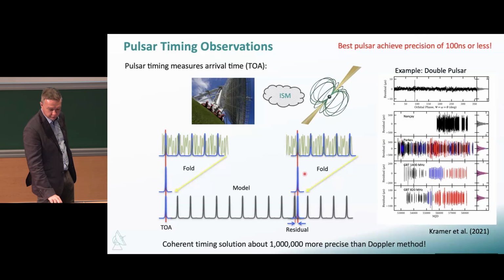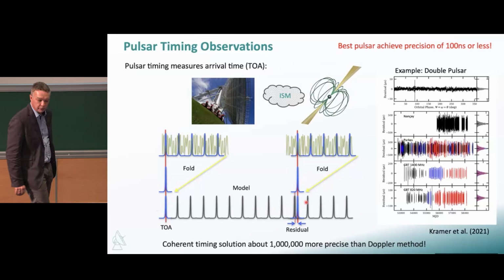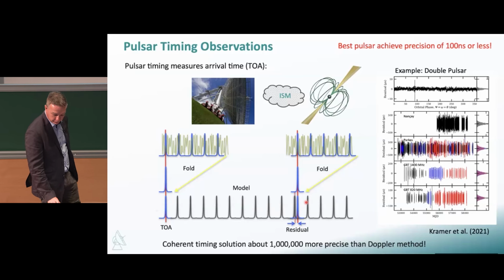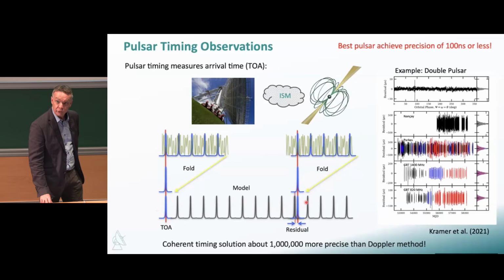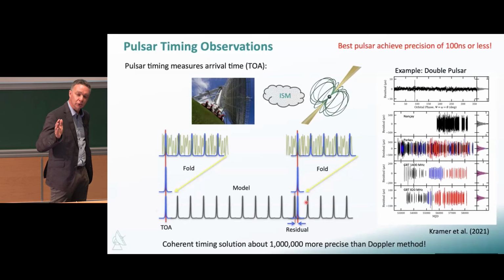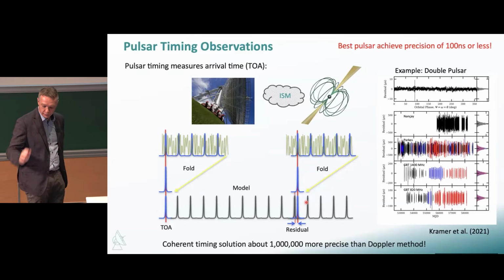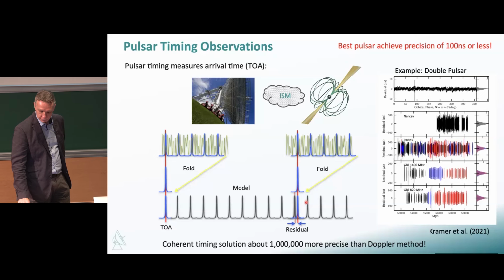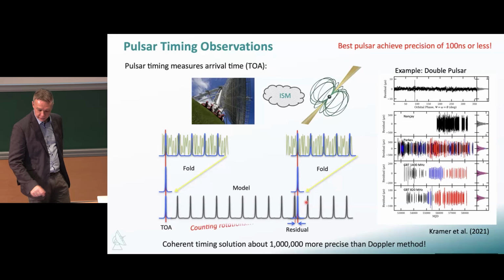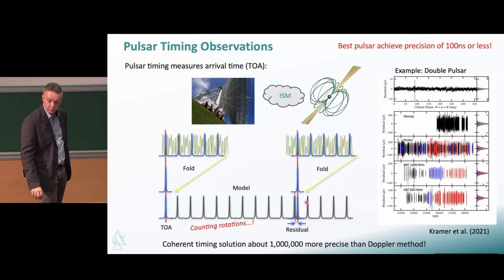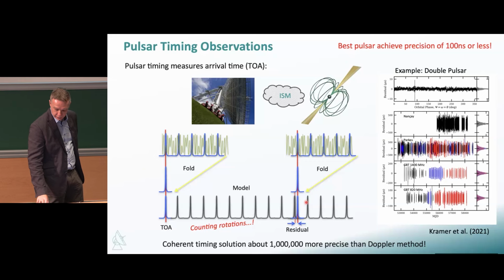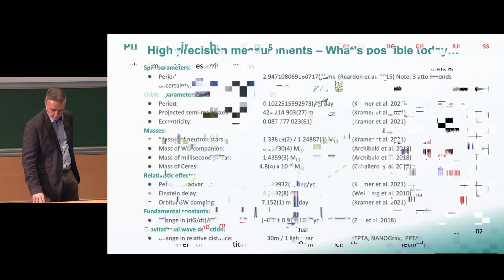But the important point is, again, that we count every single rotation between the first observation and the next observation. And it doesn't matter how many billion times the pulsar has rotated. I can go back to the telescope. If it's a good timer, I can tell you plus or minus 0 how many rotations the pulsar has done. And this is indeed about 1 million times more precise than if we were just taking Doppler measurements.